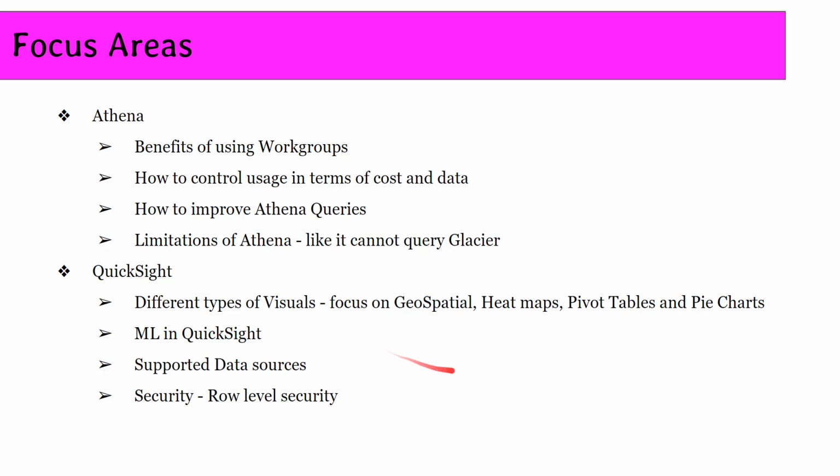The second one is QuickSight. In QuickSight, you should be aware of the different types of visuals. There are around 18-20 types of visuals supported by QuickSight. I would say that you have to focus on geomaps, heat maps, pivot tables, and pie charts. Then ML in QuickSight is very important. Then you must be aware of supported data sources. Like if the data is in JSON format or CSV format, you can directly open that in QuickSight. You don't need to query that data in Athena and then connect Athena with QuickSight. Then you have security. Particularly row-level security is very important.